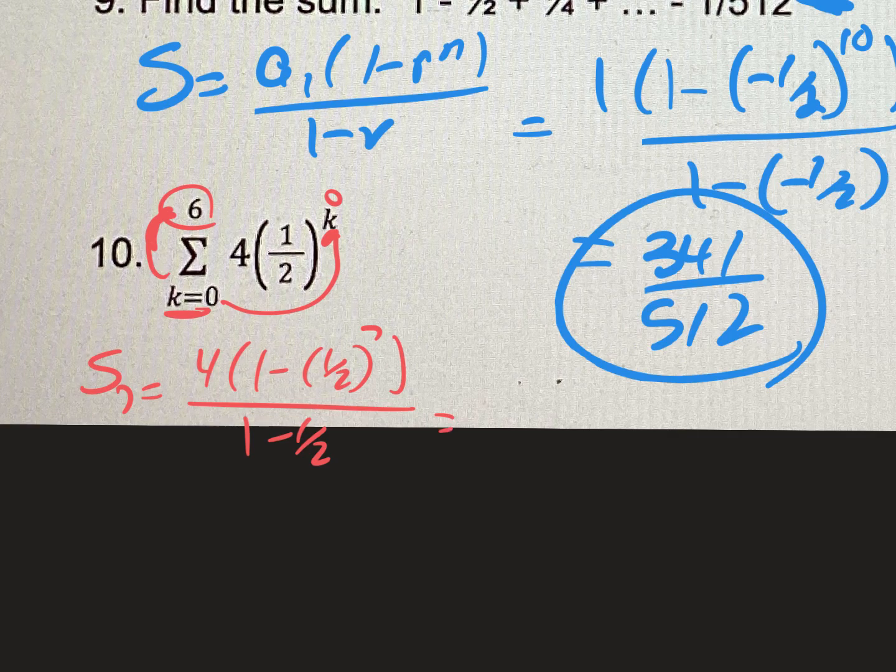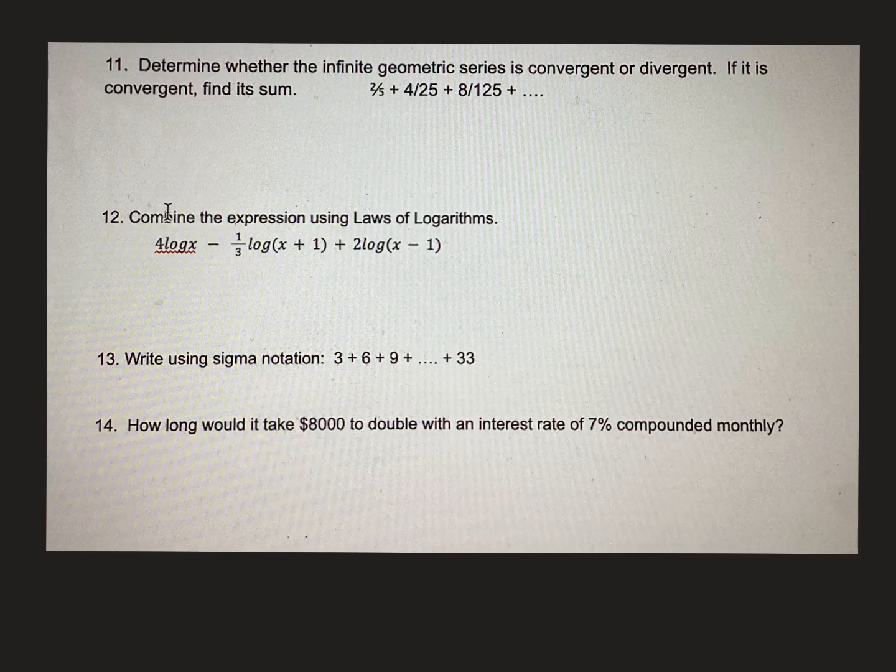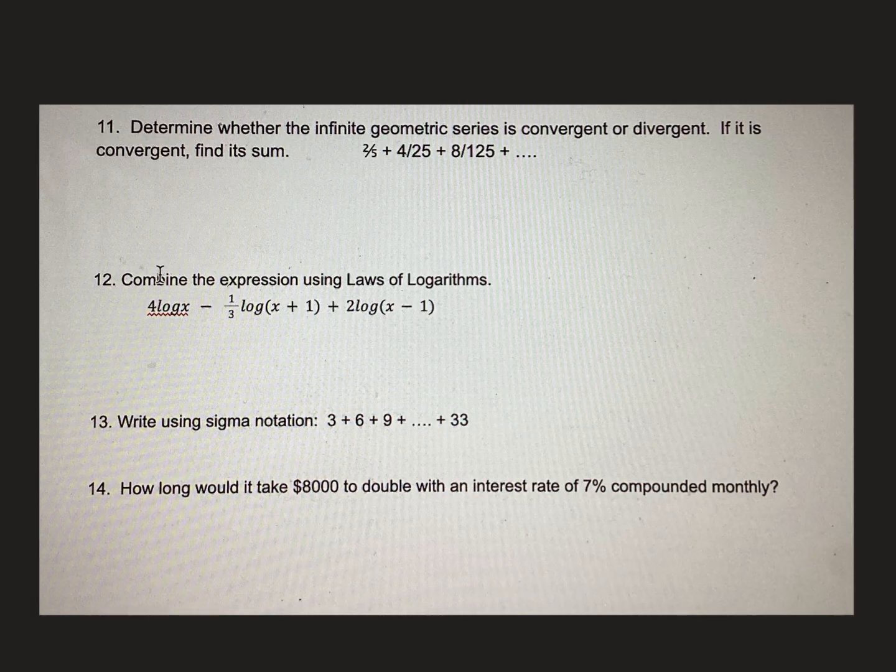And one more time, I'm going to punch all that in, see what I get. And when I punch it in and change it to a fraction, I'm looking at 127 over 16 for number 10. All right, number 11. Determine if it is convergent or divergent. If it is, find the sum.